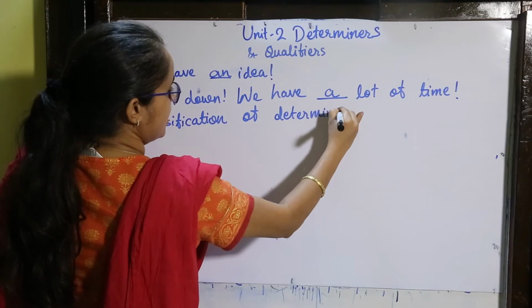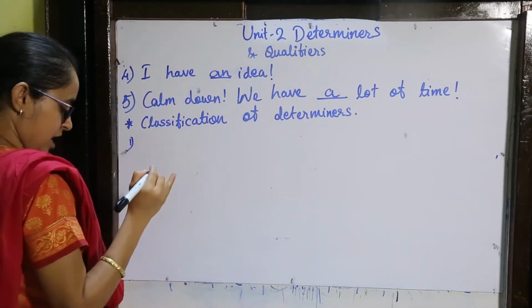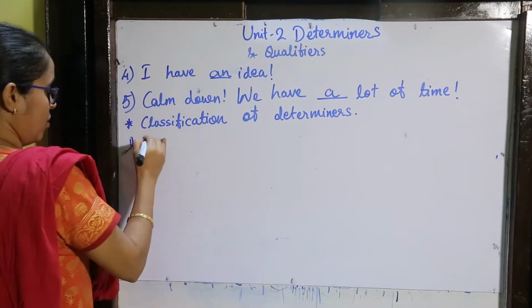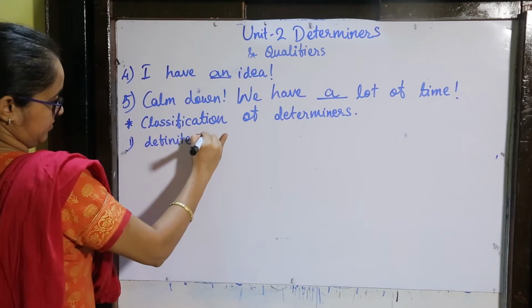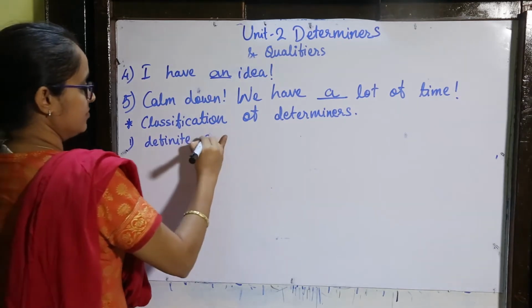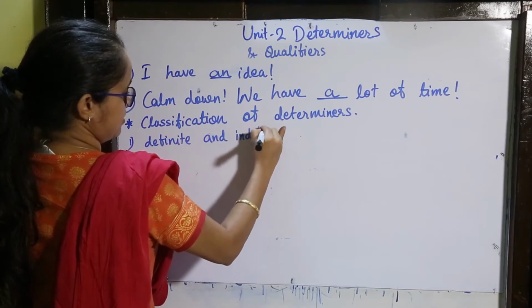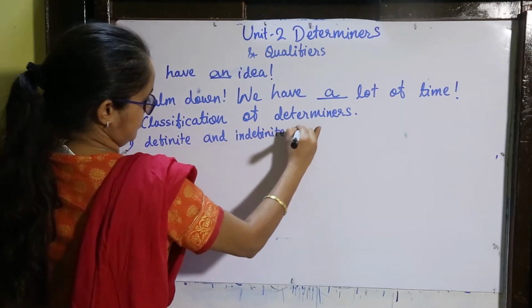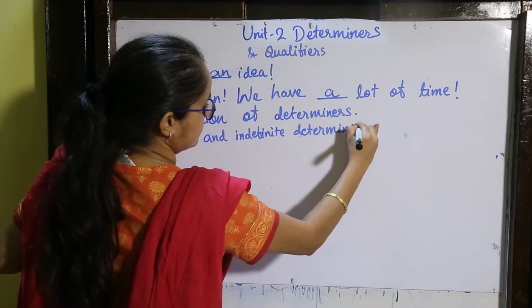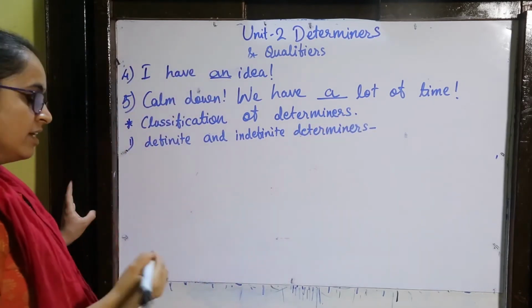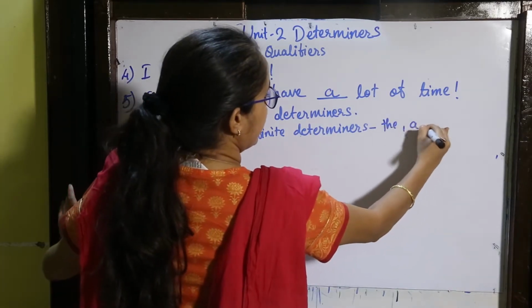So determiners are classified as follows: definite or indefinite determiners, like a and the.